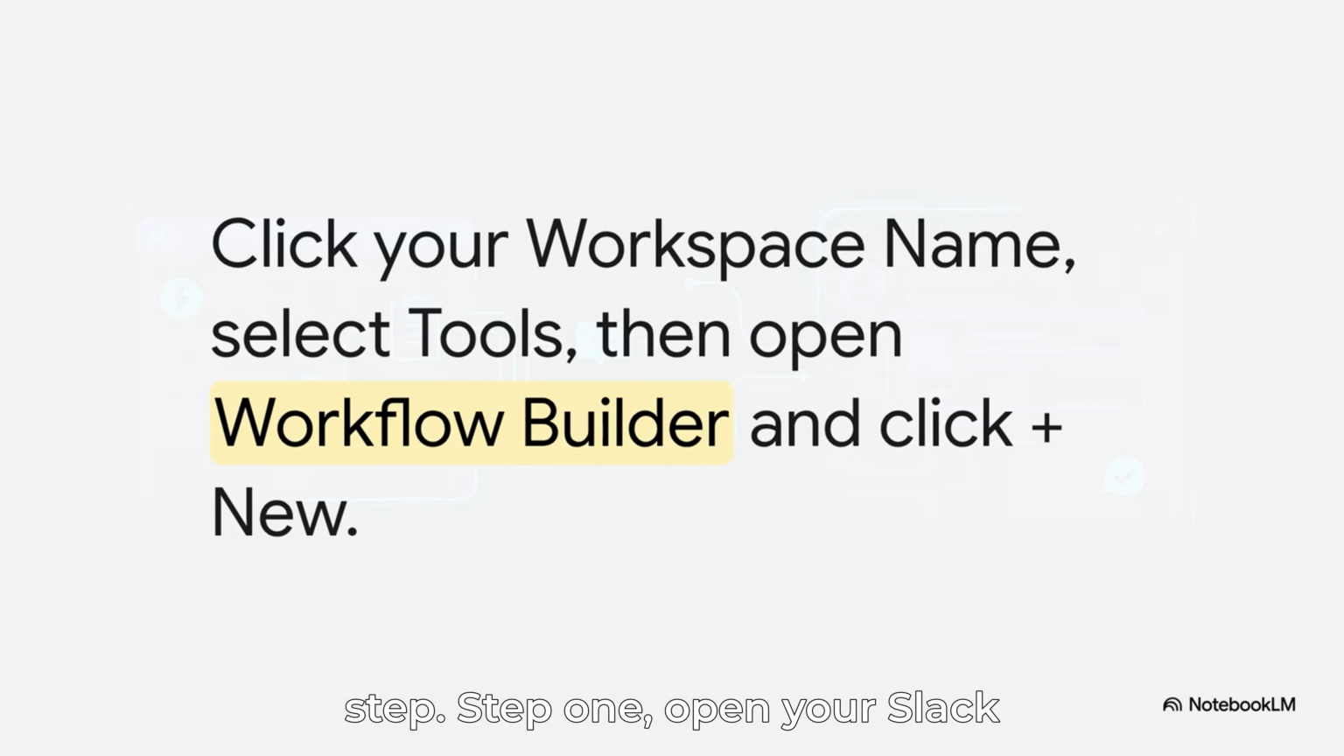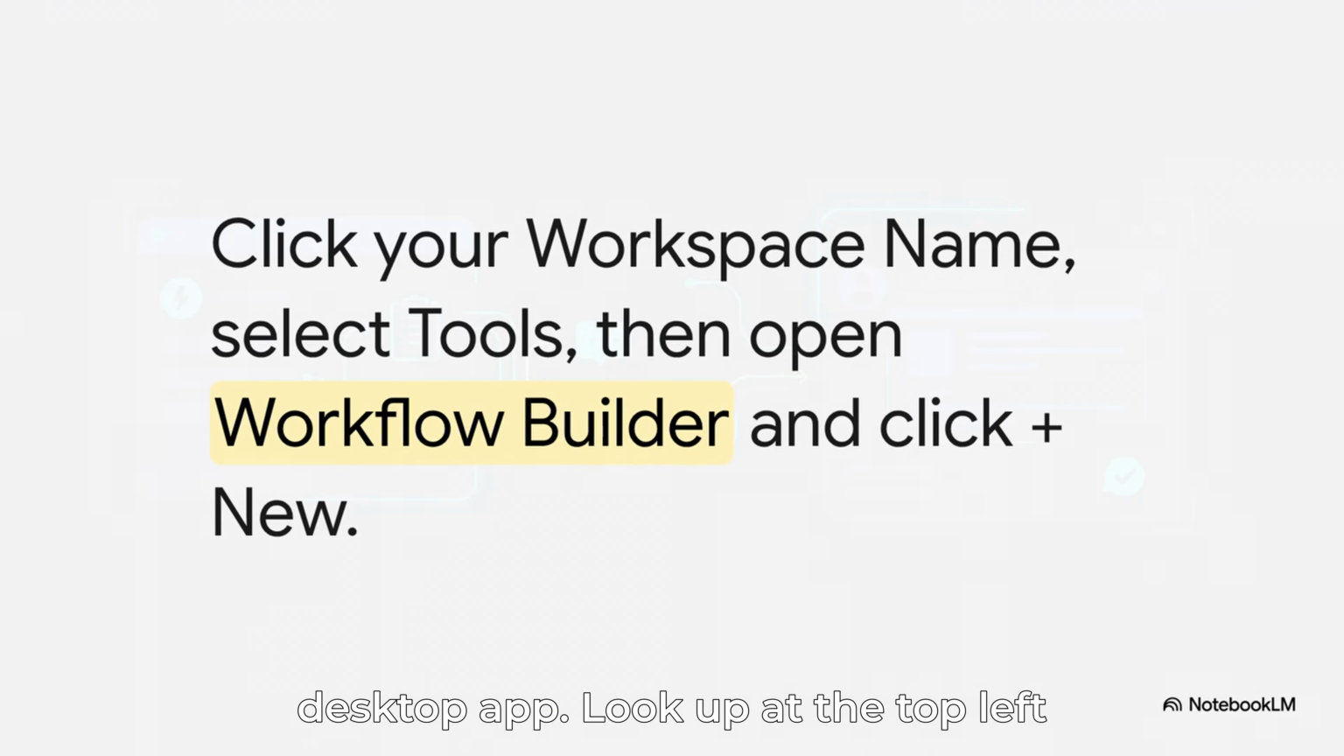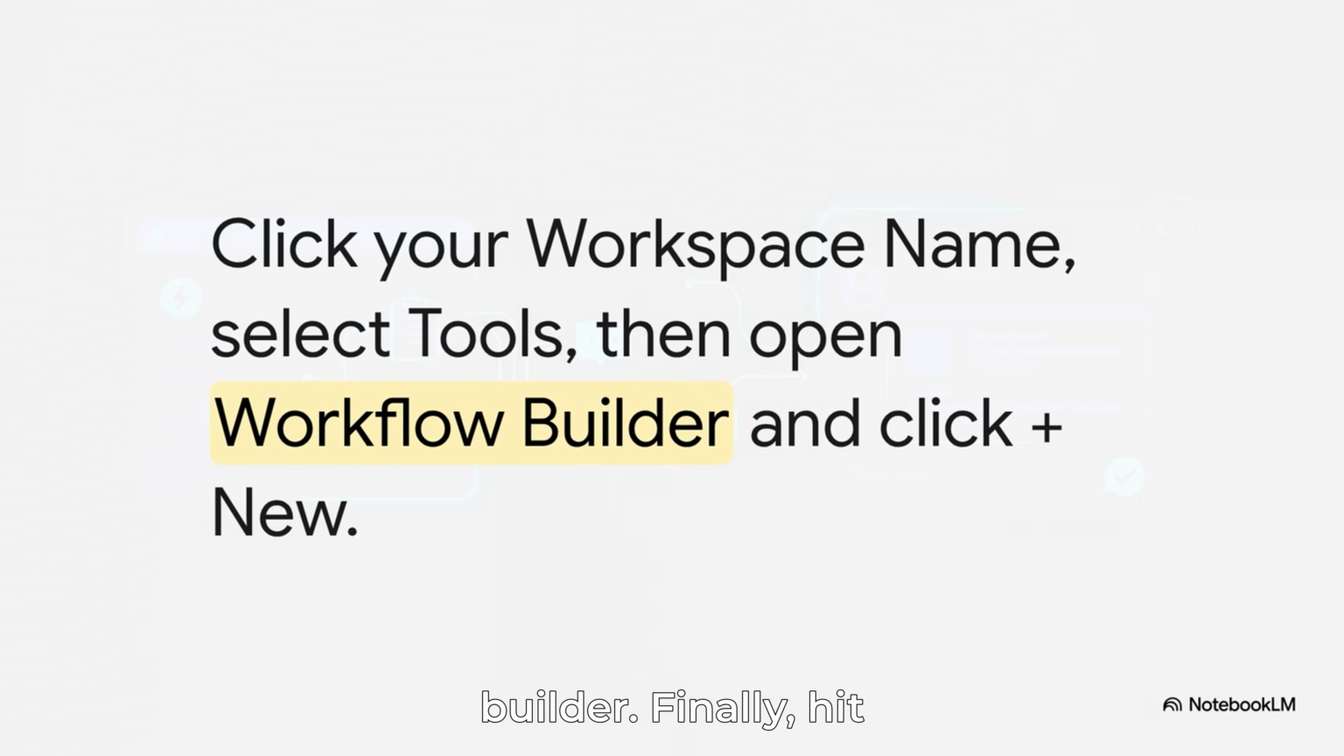Step 1. Open your Slack desktop app. Look up at the top left corner and click your workspace name. From that menu, click Tools, then click Workflow Builder. Finally, hit that plus new button. Boom, we are starting totally from scratch.